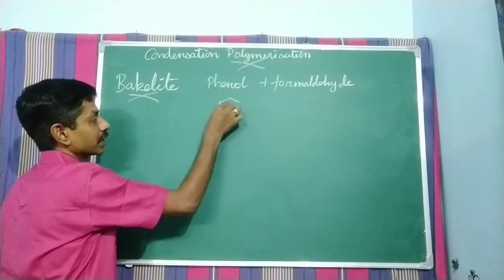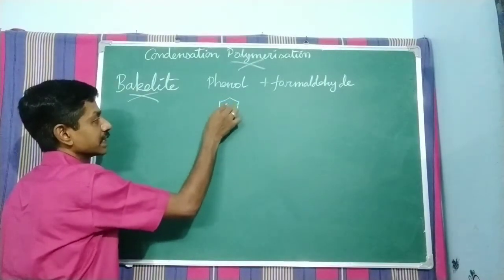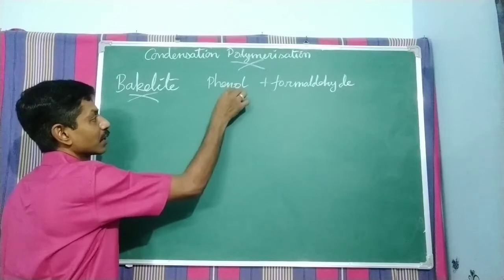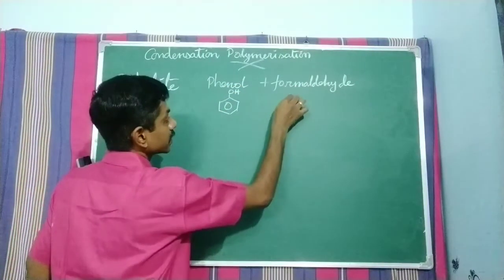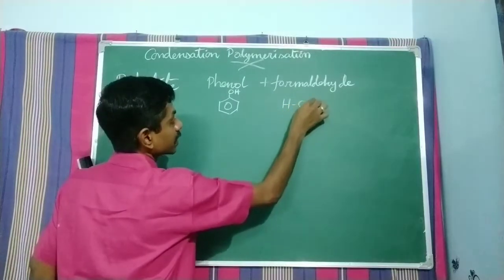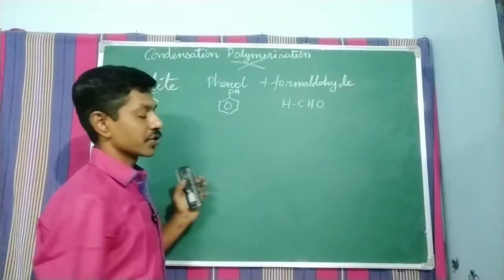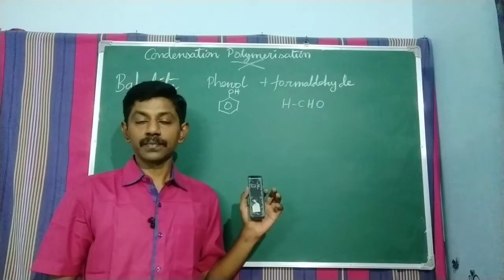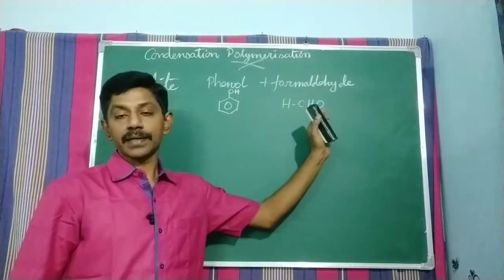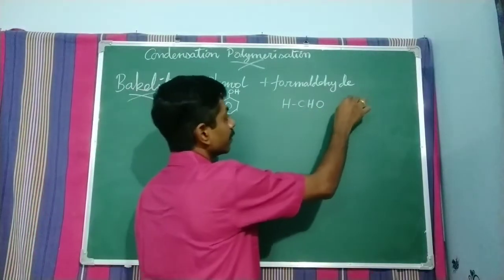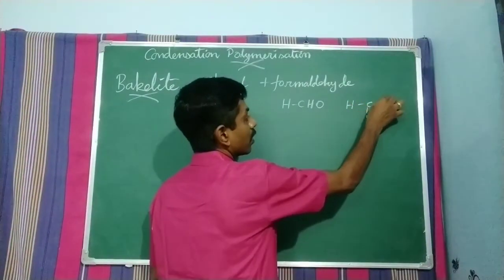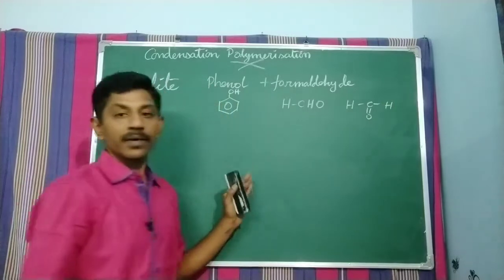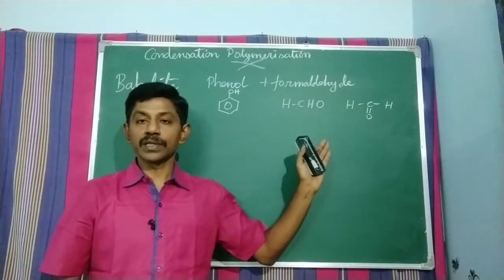Phenol is nothing but hydroxybenzene, a benzene molecule with one OH group. And formaldehyde is the simplest aldehyde known. It has the formula HCHO. But formaldehyde can be written this way also, H, C double bond O, H. For our easy understanding, we can go in that line also.